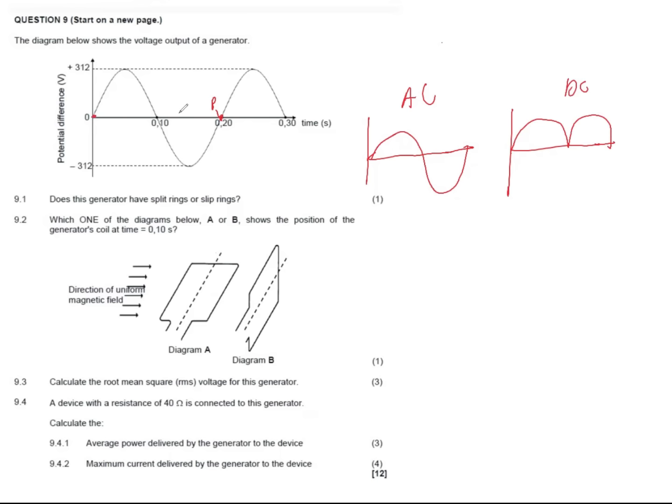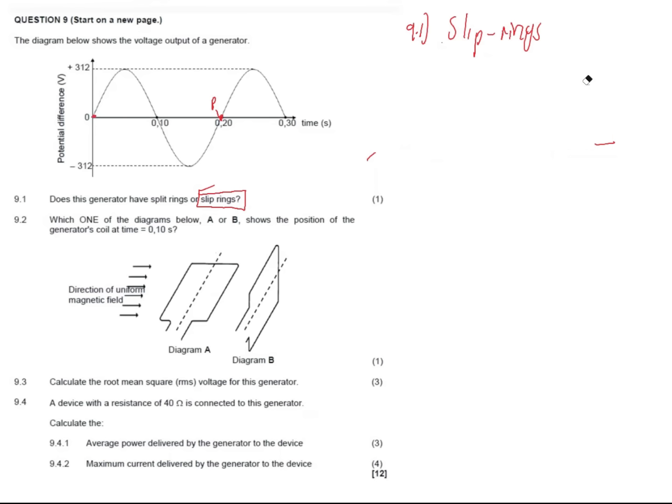Right, so by just looking at the graph, we can tell that this has to be an AC. And then what do we know about AC? We know that AC has what? Slip rings, right? So that means our answer for 9.1 has to be slip rings because this is AC.